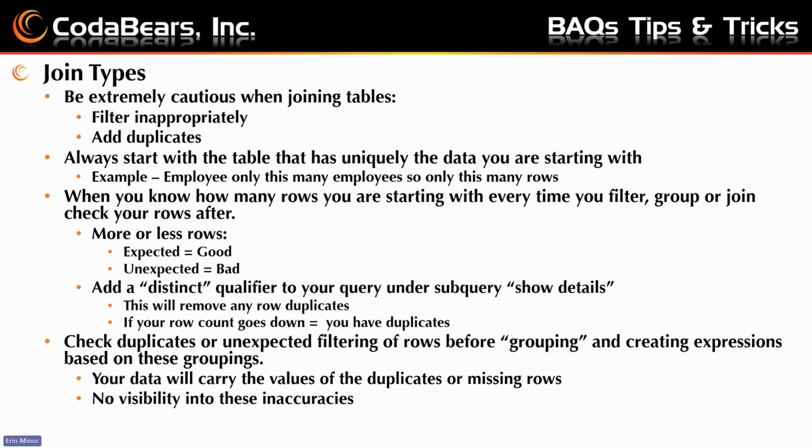Okay, so make sure you check for duplicates or unexpected filtering, a loss of rows or extra duplicated rows, before grouping and creating expressions like sums or averages or anything of that nature, because you'll lose visibility into those duplications, and all you'll have is the value that carries the duplicated cost or the duplicated price or whatever it might be. So just make sure before you group that you have your correct data.